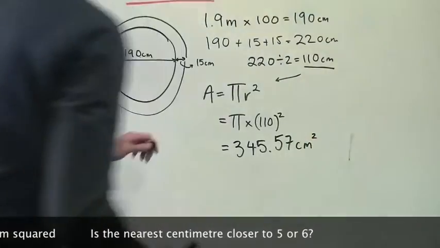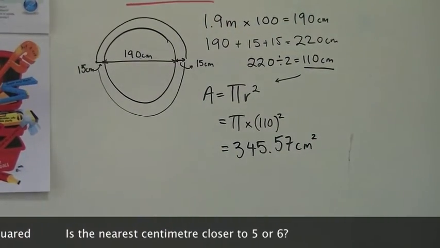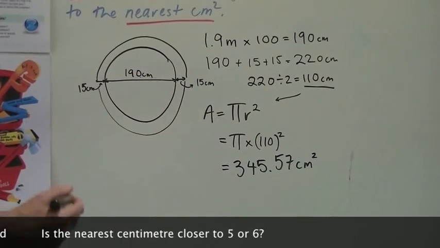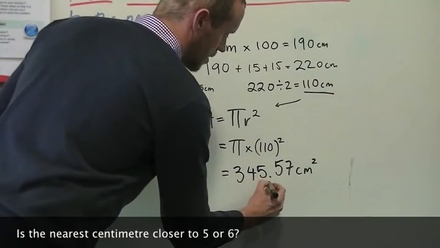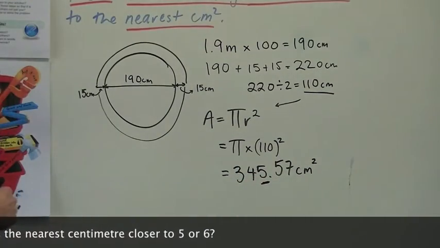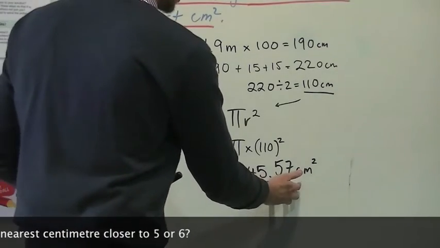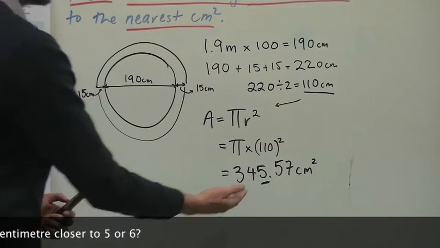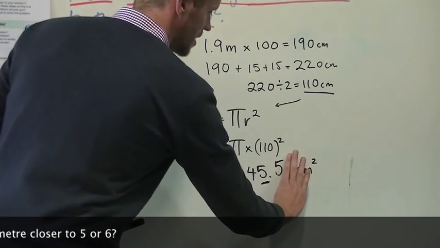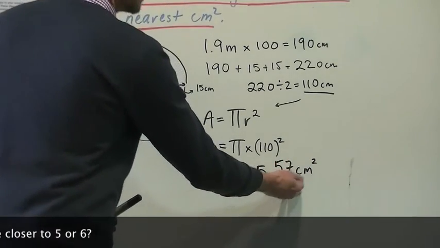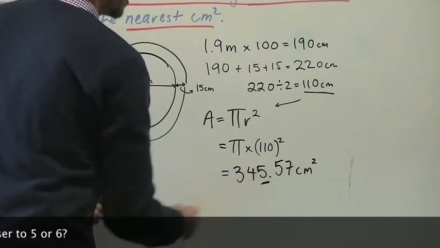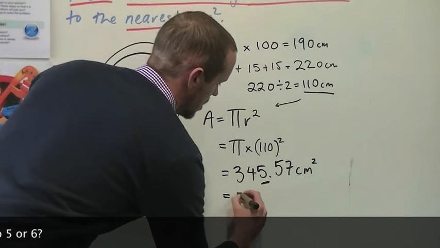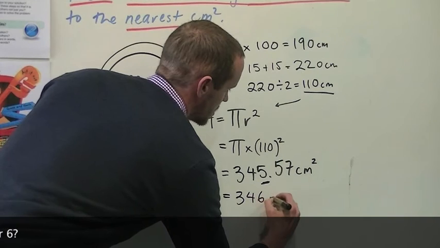Now we need to round to the nearest centimetre squared, and we are talking about this number here. Looking at it, is this whole number closer to 346 or 345? Well, we know that 0.5 is half. We've got 0.57, so it's a little bit over half. So this means this must change to 346 centimetres squared.